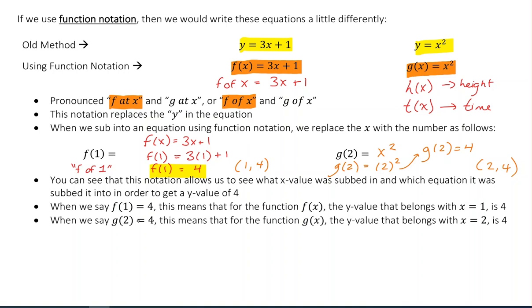When we say f of 1 equals 4, this means that for the function f of x, the y value that belongs with x equals 1 is 4. That's what I've highlighted here. And when we say g of 2 equals 4, this means that for the function g of x, the y value that belongs with x equals 2 is 4. Okay, let's come up with a number of examples that we can go through to get some practice. Continue the video, or pause and reflect on that a little if you need some extra time.